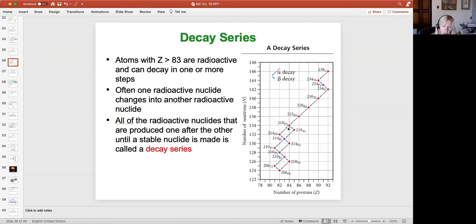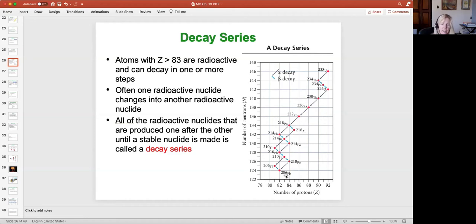If I go through an alpha, I go alpha beta. If I go through beta, I'll go beta alpha, and then I'm going to end up at 214 bismuth. And then I have another decision tree. I can do a beta alpha or alpha beta, and then I get to lead-210. Then I get to another beta decay here, and then I have another set of steps here that I can go through. I can either do beta alpha or alpha beta and then get to lead-206.